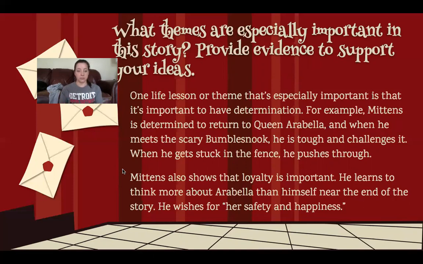I love the transition words that this person is using. One life lesson that's important is... For example, Mittens also shows... Okay, so those are some transition words that they're using to kind of flow their writing along.